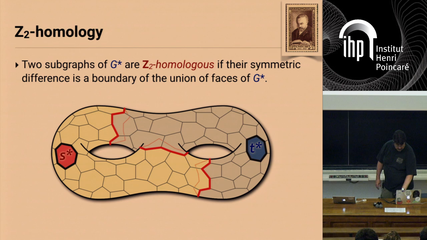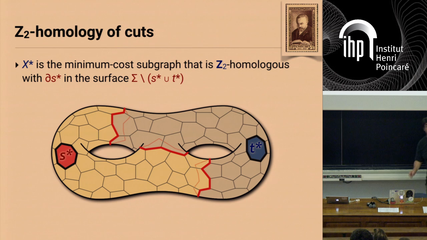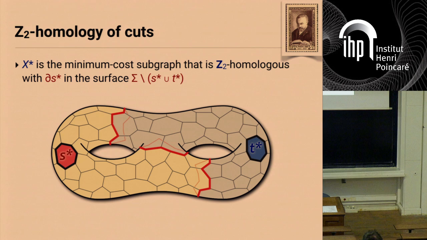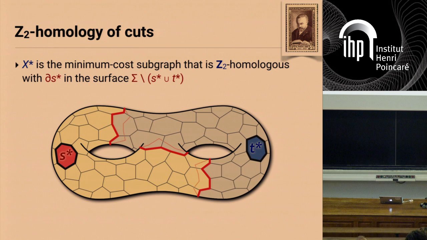If I say this a little bit differently, I need to enforce that S star is on one side of the one cycle and T star is on the other. Another way to say this is, just like we did in the plane, we removed those two faces, leaving us with an annulus. I'm going to imagine just deleting those two faces from the surface. And now what I'm looking for is something that's homologous with the boundary of S star, this boundary cycle over here, in the surface that I get by deleting both of those faces. Equivalently, it's homologous with the boundary of T star.